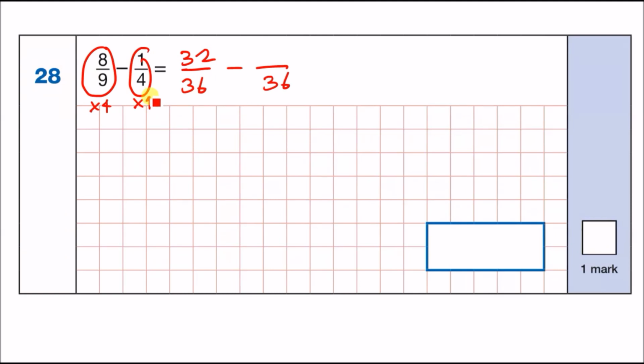And lastly, 9 times 1 is 9. Now, subtracting 32 and 9 should give us 23 out of 36. Now, you could leave that there. So the final answer would be 23 out of 36. Done.